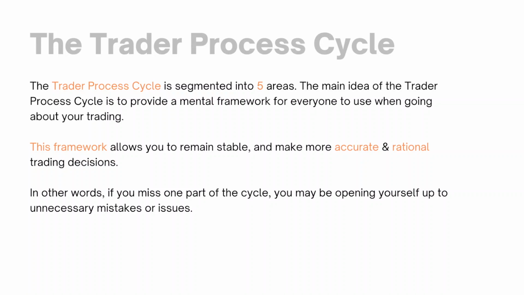The main idea of the trader process cycle is to provide a mental framework for everyone to use when going about your trading. This really takes you from step A all the way to Z in terms of a trading framework. This framework allows you to remain stable and make more accurate and rational trading decisions throughout your day. In other words, if you miss one part of the cycle, you may be opening yourself up to unnecessary mistakes or issues. We'll go into those a little bit deeper when we go through the cycle.